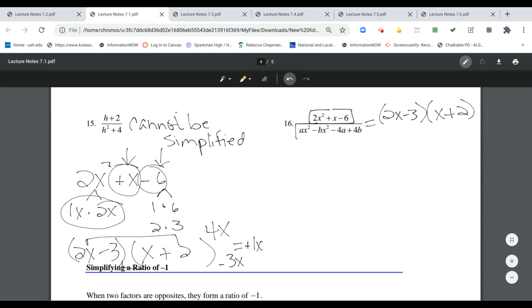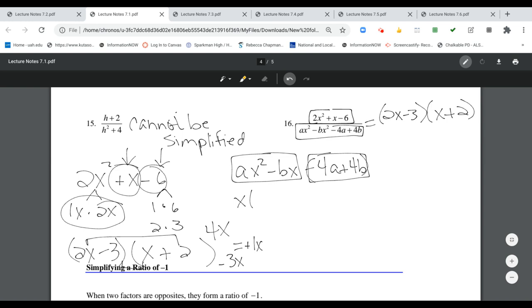Now, in the denominator, I have 4 terms. So I'm going to have to do factor by grouping. So ax squared minus bx gets grouped together. And then the negative 4a plus 4b gets grouped together. So I'm going to take out an x here. So that is ax minus b. I'm going to take out a negative 4 here, and that is a minus b.